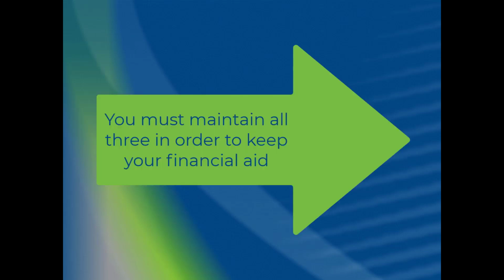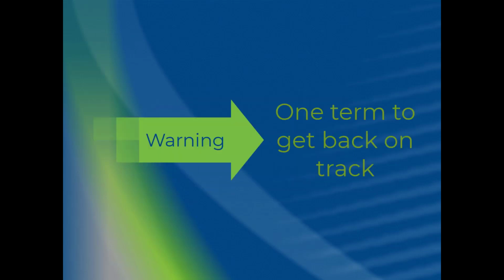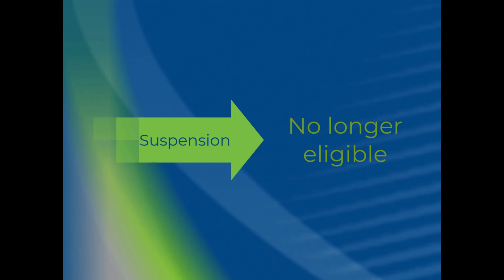In order to maintain your financial aid, all three requirements must be met. If you're unable to meet all three requirements, what happens? Your first semester will be a warning semester. The federal government gives you one term to get your academics back on track. If you are unable to get back on track and meet the requirements after your warning semester, you will be placed on financial aid suspension. You will no longer be eligible for financial aid until your academic record meets the SAP requirements.